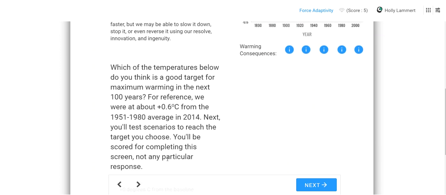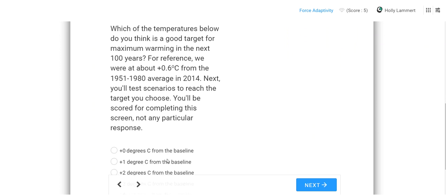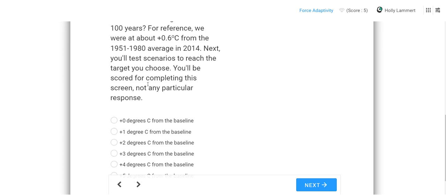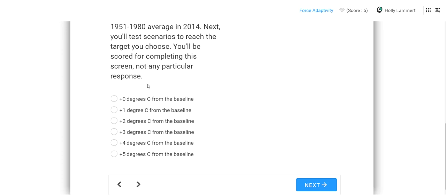Which of the temperatures below do you think is a good target for maximum warming for the next 100 years? For reference, we are at about 0.6 from the 1951 to 1980 average in 2014. Next, you'll test scenarios to reach the target you choose. This will be scored for completing the screen, not for any particular response.